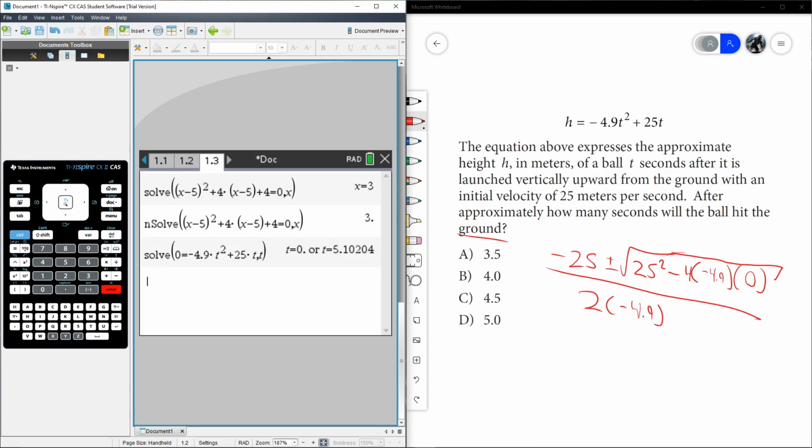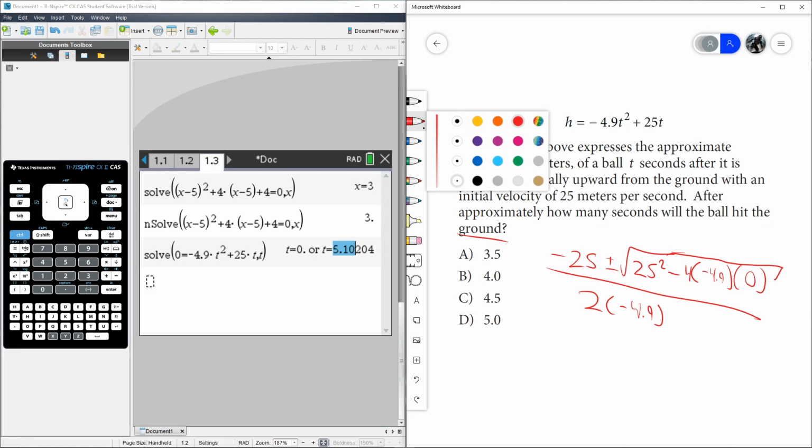Your answer is 0 or 5.10204. And so of course before it's launched, which is at t equals 0, the object is going to be at ground level, so that's not going to be an answer choice. However, 5.1 is a solution of the equation that is an answer choice, so that's going to be your answer. 5.1 is about 5.0, so that'll be the answer.